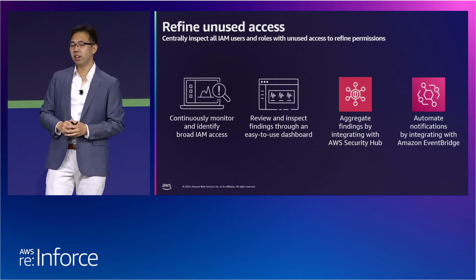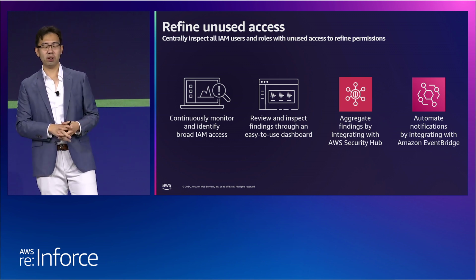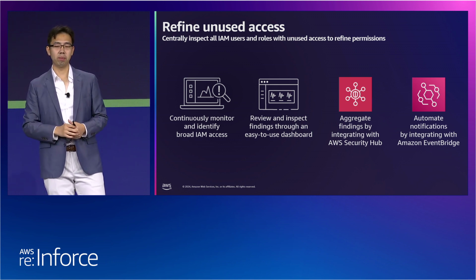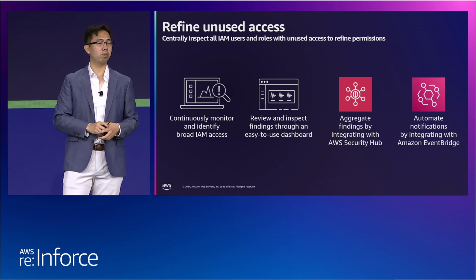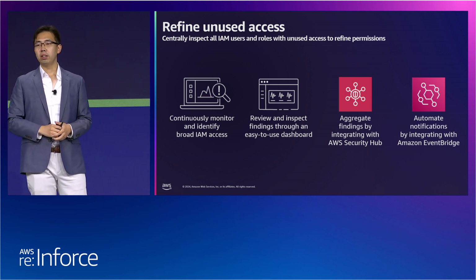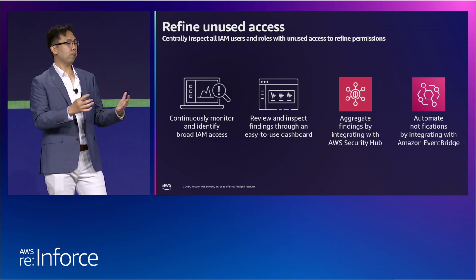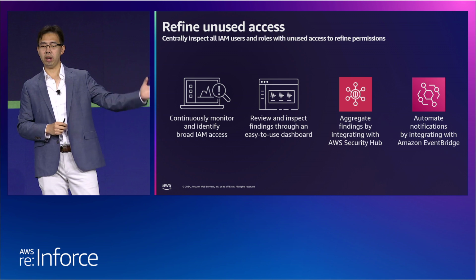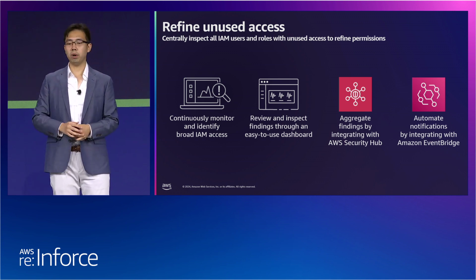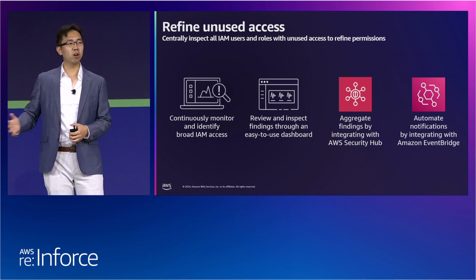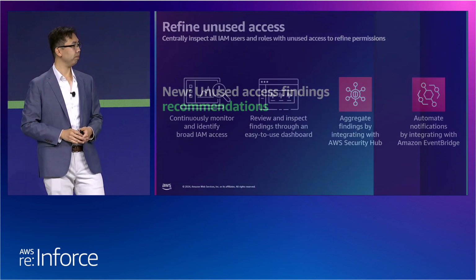To summarize, you accumulate permissions, and you should go use IAM Access Analyzer to refine those permissions over time. Unused access helps you continuously monitor and identify broad IAM access. You can review and inspect things from a centralized dashboard. And then we have some integrations. You can go to AWS Security Hub, where we aggregate those findings as well. And then we automate the notifications to your developers, for example, through Amazon EventBridge.